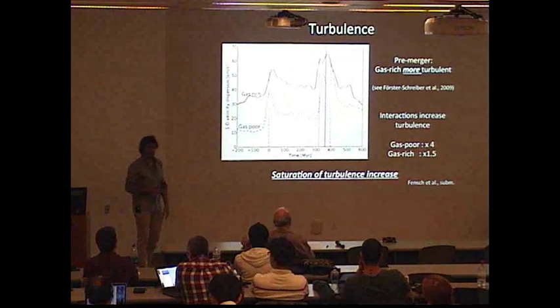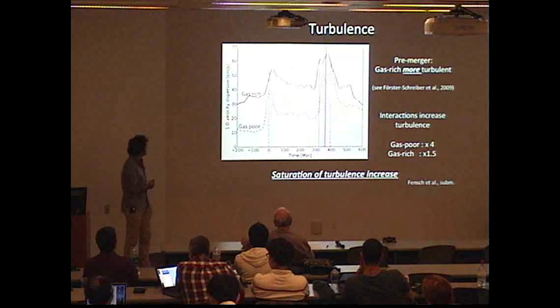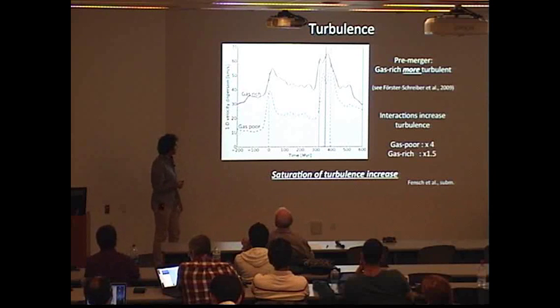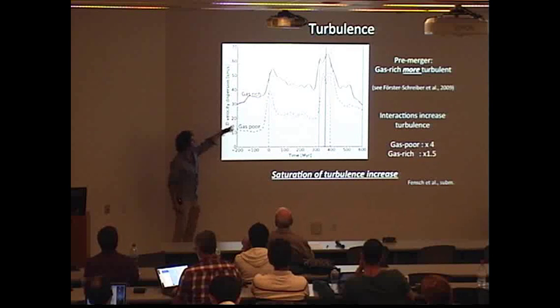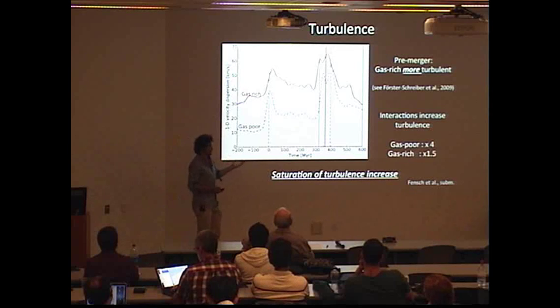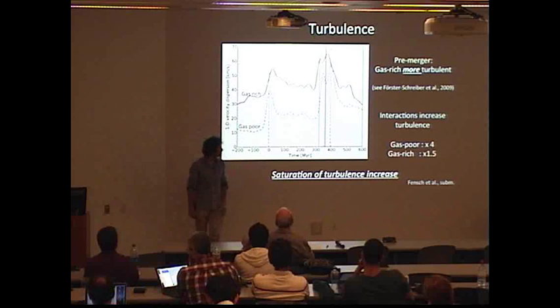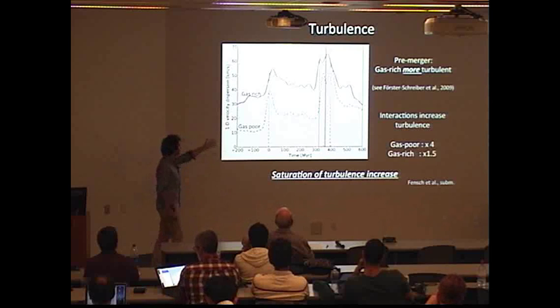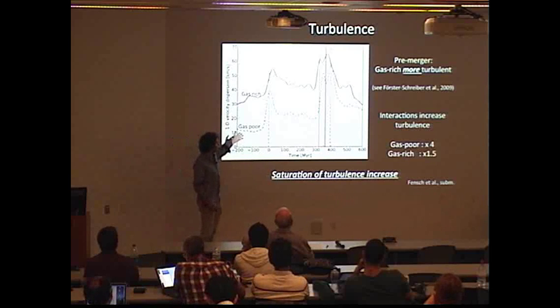But also, if we want to look at the turbulence, here I plotted the one-dimensional velocity dispersion for the gas-poor case and the gas-rich case, only with the first simulation. We see that the turbulence increases a lot, from 10 kilometers per second to 30 to 40 kilometers per second in the gas-poor case. But it looks like it's saturated at high redshift, because the gas-rich galaxies are already very turbulent. They start with 35 kilometers per second, and the interaction is not able to increase it more. So it's more like a factor 1.5, whereas it's more than a factor 4 for the gas-poor case.